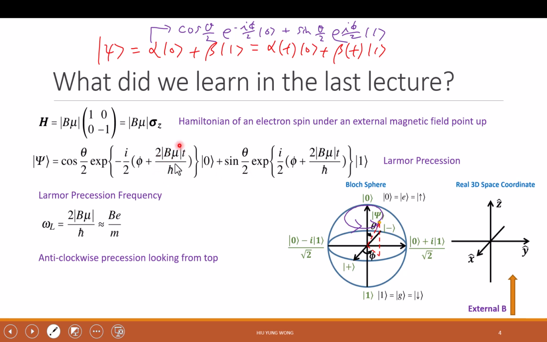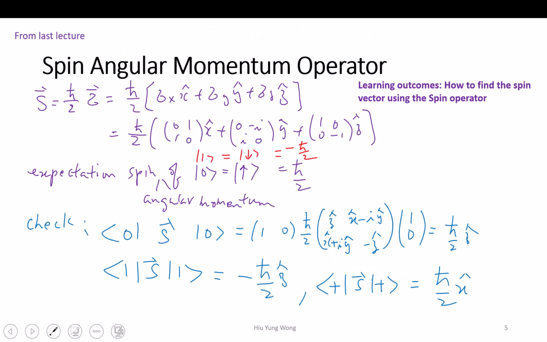Now, it is rotating linearly with time, so it means there's a frequency, right? Because this is t, d theta dt is going to give me something called the Larmor precession frequency. You can see if I have a larger magnetic field, I will rotate faster. Now, if g is 2, the g factor, like we discussed earlier, then the Larmor precession frequency is just B e divided by m. And if you look from the top, it is rotating anti-clockwise.